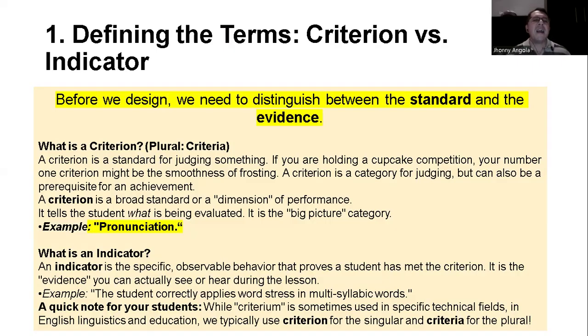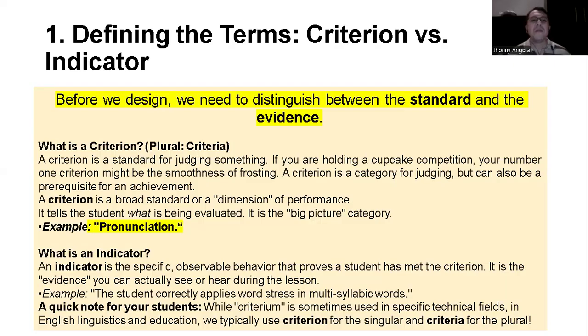Remember, a criterion is a standard for judging something. If you are judging cupcakes, this is a common example in a competition, your number one criterion may be the smoothness of the frosting. A criterion is a category for judging, but can also be a prerequisite for an achievement. A criterion is a broad standard or a dimension of performance. It tells the students what is being evaluated. It is the big picture category.